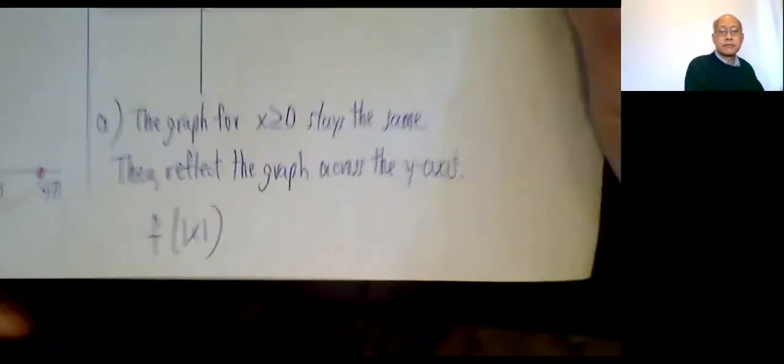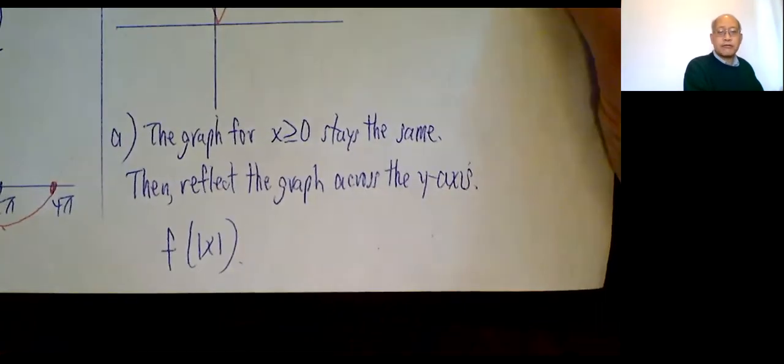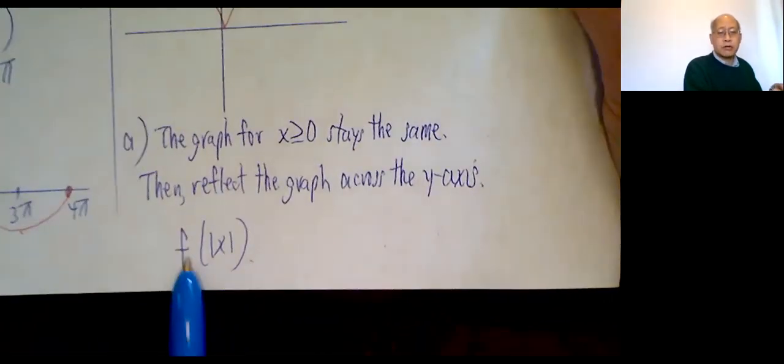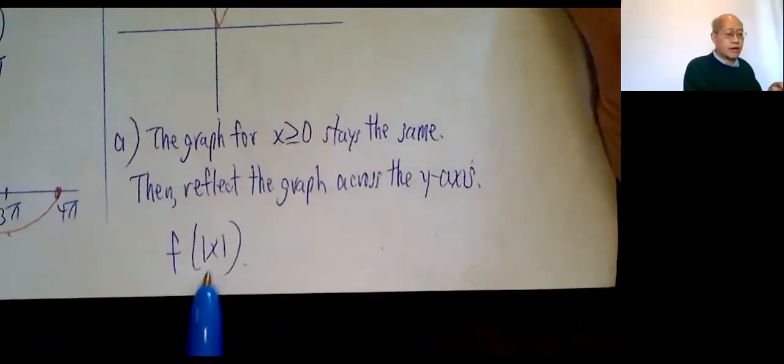So the graph for x greater than or equal to 0, so anything in quadrants 1 and 4, stays the same. Then take that graph and reflect across the y-axis, and that'll give you the graph of f of absolute value of x.